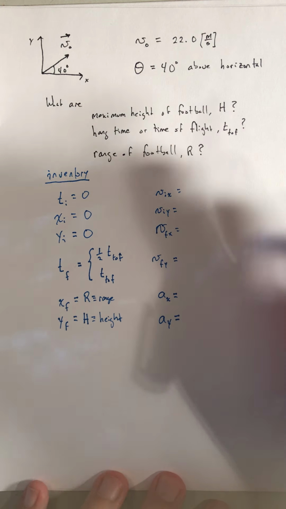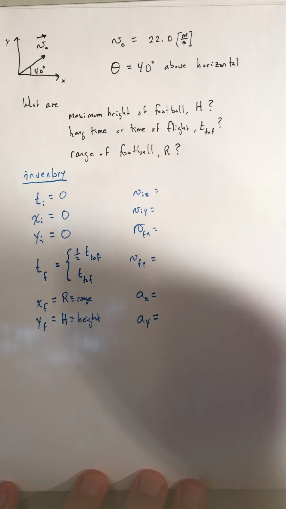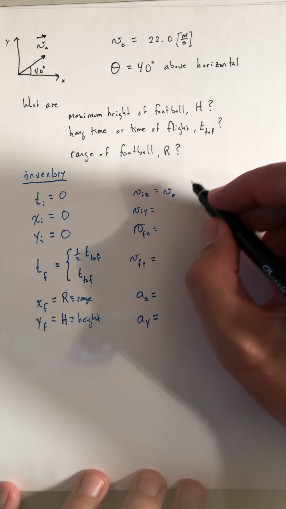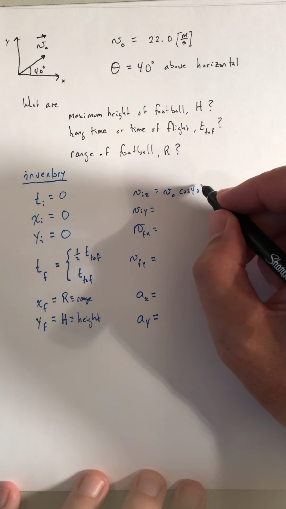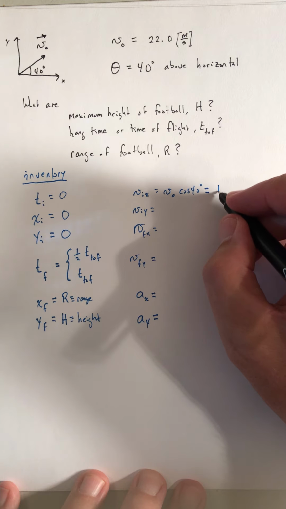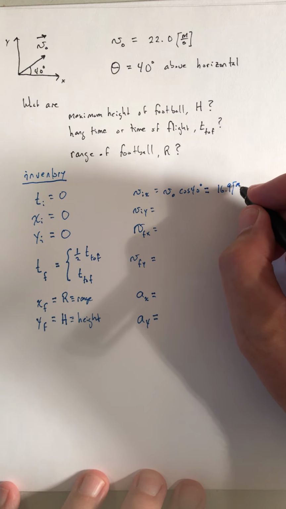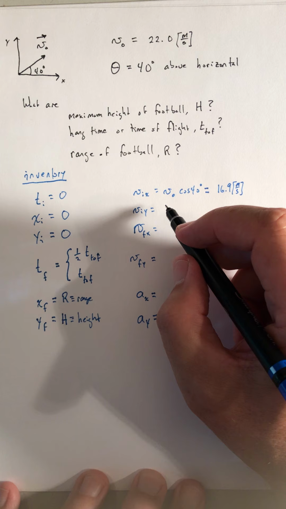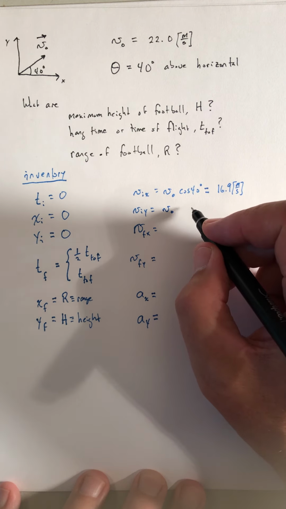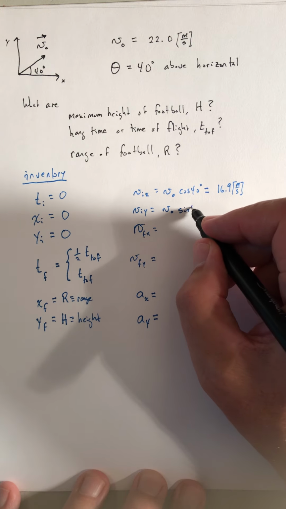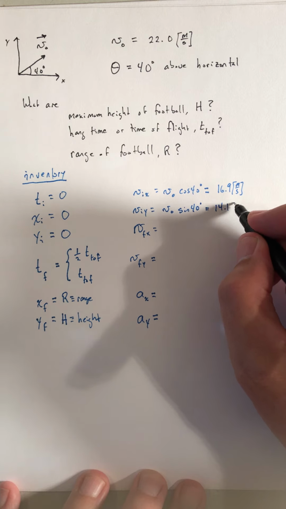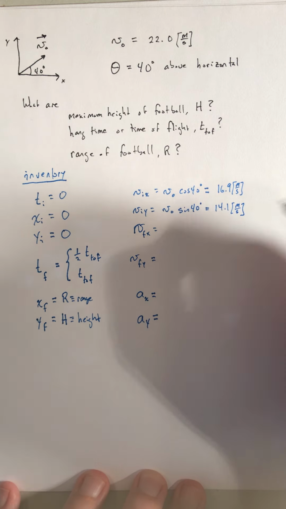The initial velocities, we have enough information to solve for those. The x component is going to be the initial speed times cosine of 40 degrees, and I get that to be 16.9 meters per second. Initial y component of velocity, the initial speed times sine of 40 degrees, that to be 14.1 meters per second.